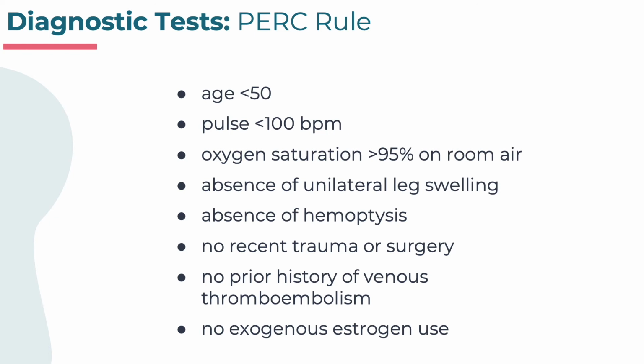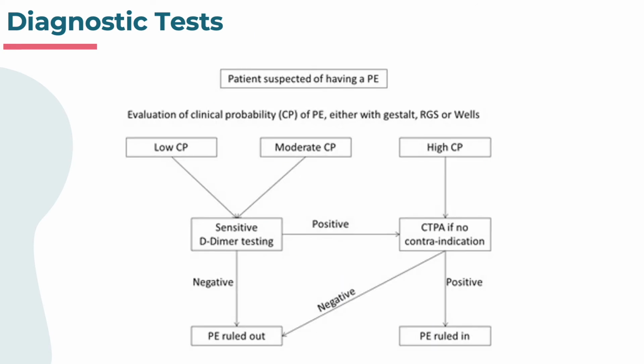On this slide, we have a flow chart of how diagnostic tests are run, and patients with symptoms of pulmonary embolism are usually sorted into 3 tiers: low clinical probability, moderate clinical probability, and high clinical probability of a pulmonary embolism. If you have a low to moderate clinical probability, your doctor will send you to do something called a sensitive D-dimer test.